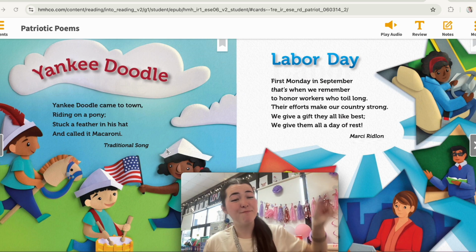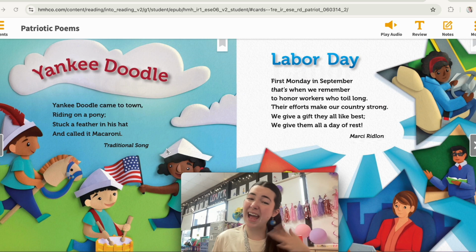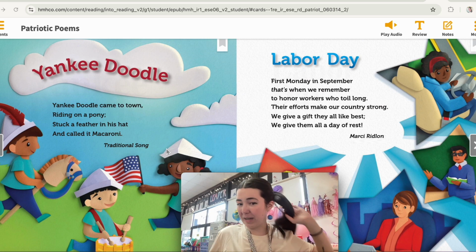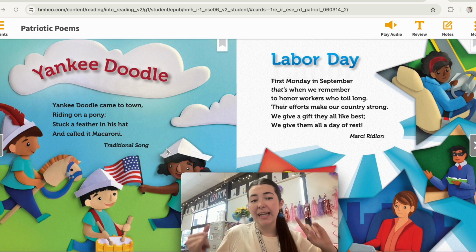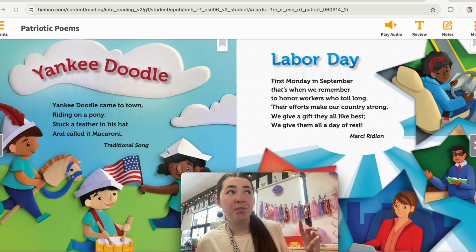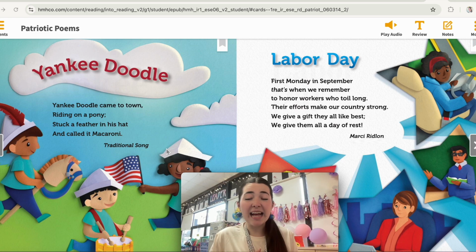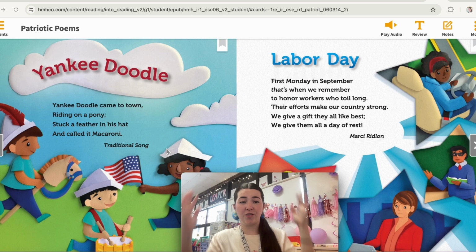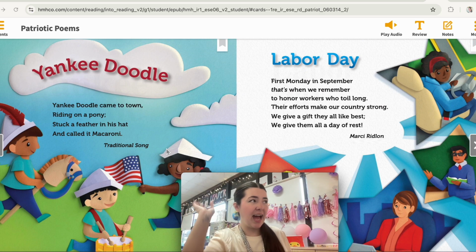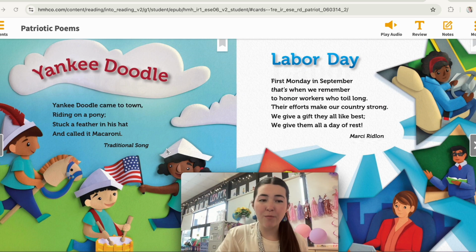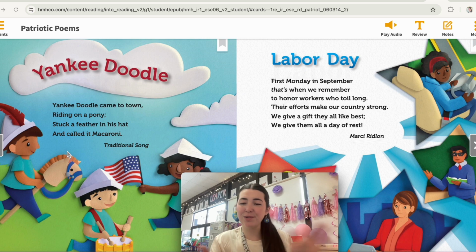Pony and macaroni. Those have the same endings. So we know that it's a poem because it's got rhythm, and it's got rhymes. And it's got words that make us picture things. Stuck a feather in his hat. Now we know what he looks like. And we've got pictures here that help us see that too.